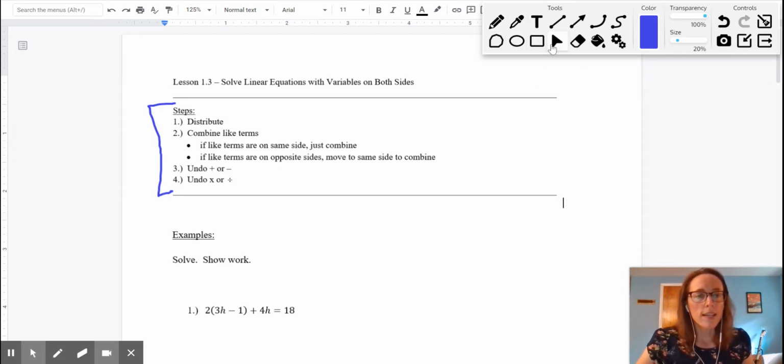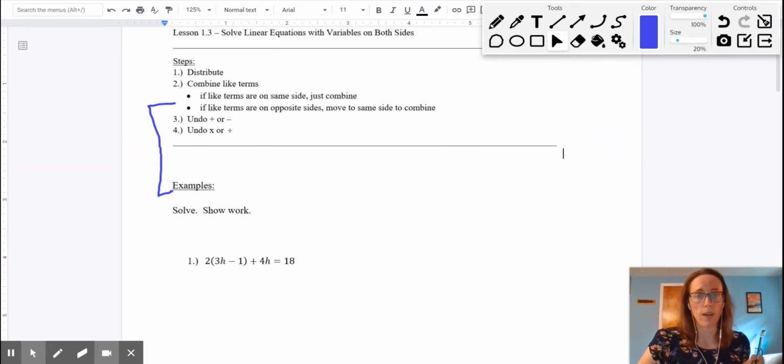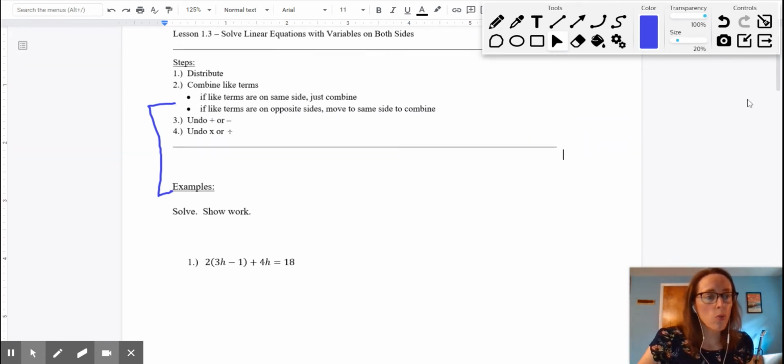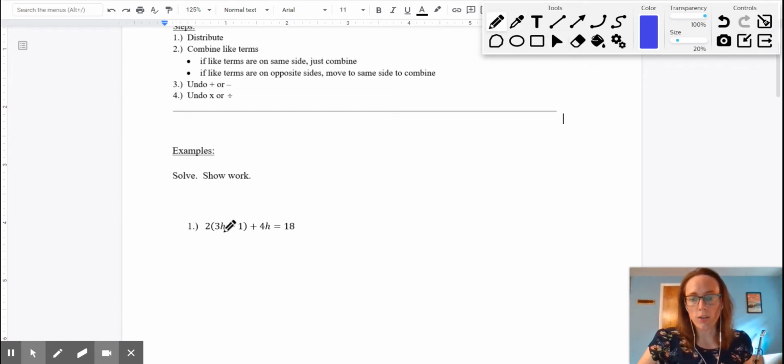Now, I know the lesson says that we're going to solve equations with variables on both sides. This first example actually doesn't have variables on both sides, but it does have variables in more than one place. So there's just the one variable, it's h, but it shows up in more than one location within the equation. So there's an h here, and there's an h here as well. So that's the variable that we want to solve for. So according to these steps, we should distribute first.